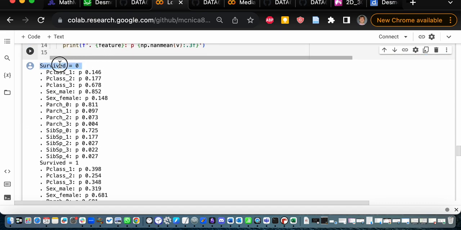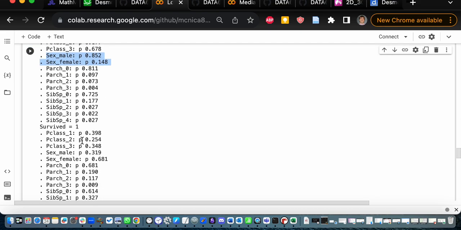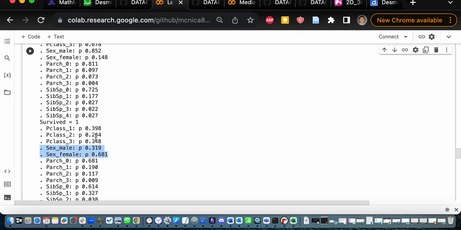So survived equals 0. These are all people who died. Of people who died, 67% of them were in third class, and 15% of them were in first class, right? So this tells you the different probabilities for these three classes. I treat every single thing like a coin flip. Which class were you in? I say, okay, the probability of P class equals 3 is 0.678, and so on. And I do this for every single possible thing. Male or female: 85% of the people who died were male, 15% were female. So this is a big coin flip that says you're more likely to be male than female if you died. And vice versa, over here, male and female if you survived.